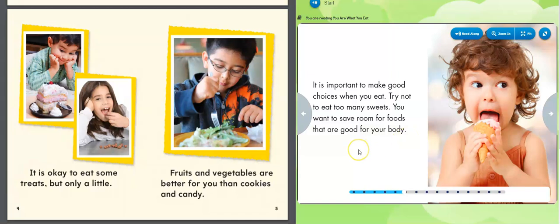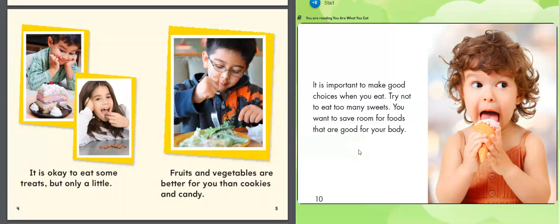So turn and tell your buddy, how are the photographs similar or different? How are the descriptions similar or different?